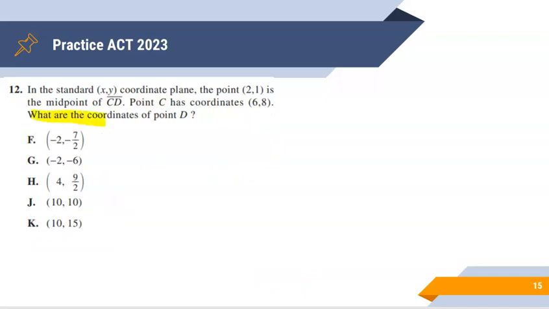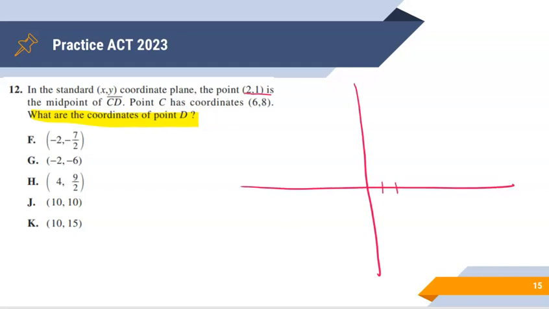Okay, number 12. They want to know, what are the coordinates of point D? Well, they give us a couple points here, so I think what I should probably do is plot these out first. So we are told we've got a point 2, 1. So 2, 1. And we also got another point 6, 8. 1, 2, 3, 4, 5, 6. Okay. Over here at 6, 8. And this is point C.